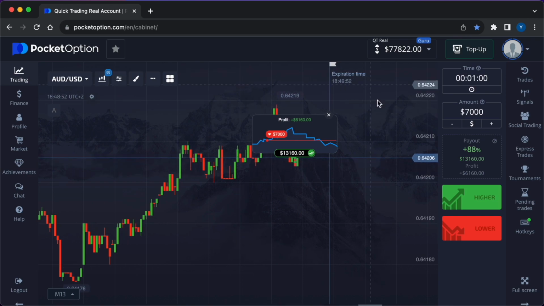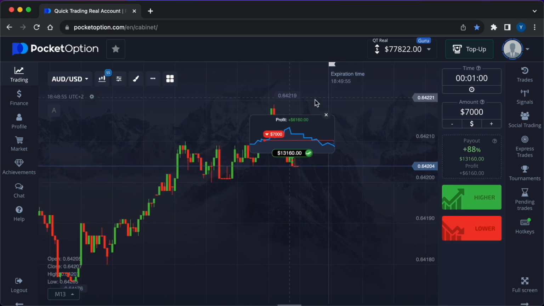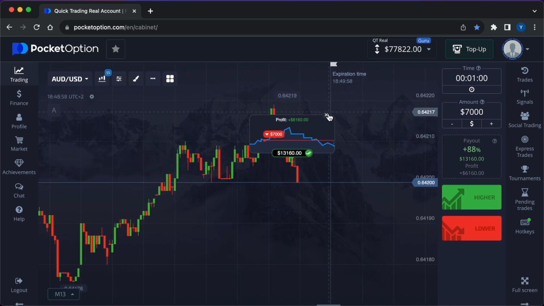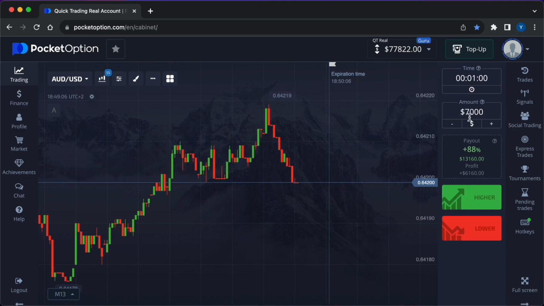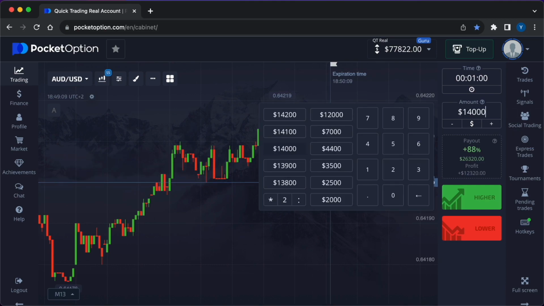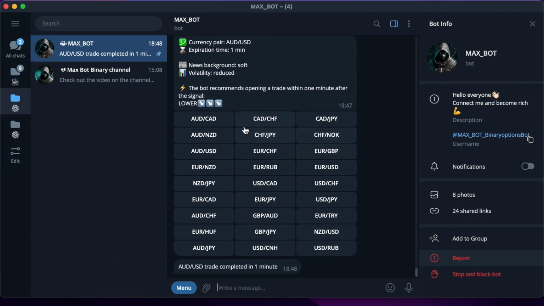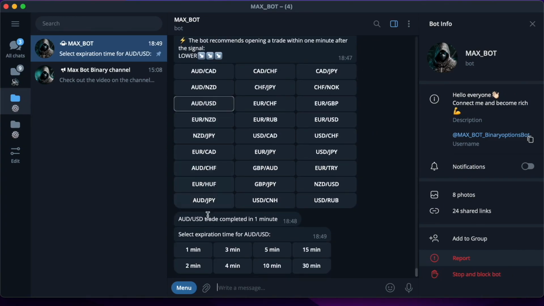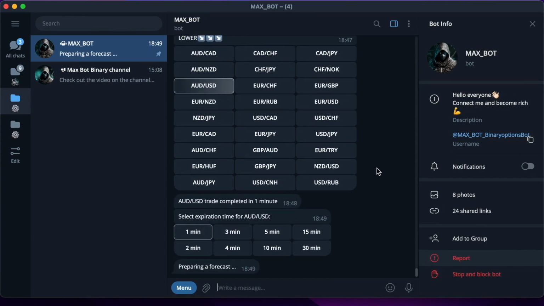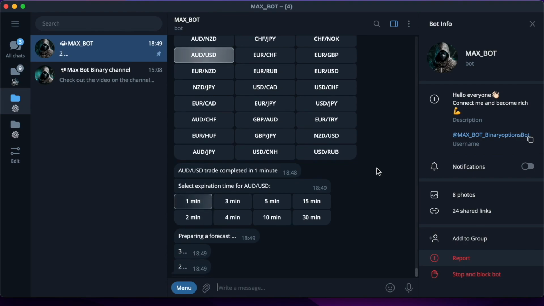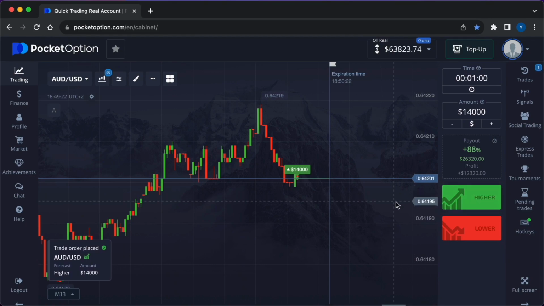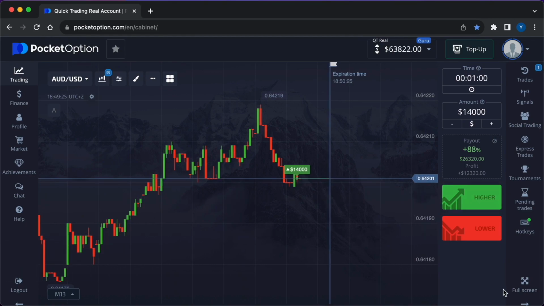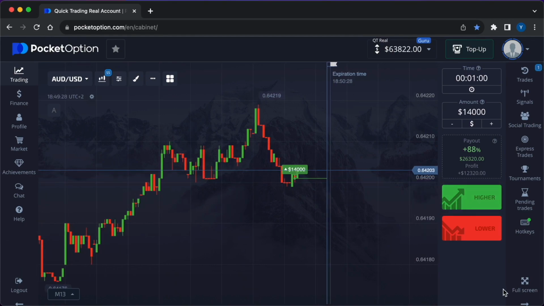So we earn $6,160 now. $160 profit. And now, having accumulated a really good amount on the deposit, I think it is possible to enter, increasing the amount of investments by 2 times for $14,000. AUD-USD, 1 minute time frame, we receive a signal in MaxBot, an automated trading system that gives us real-time alerts. I press the green button in order to increase, and I am anticipating that it will lead to a higher profit.